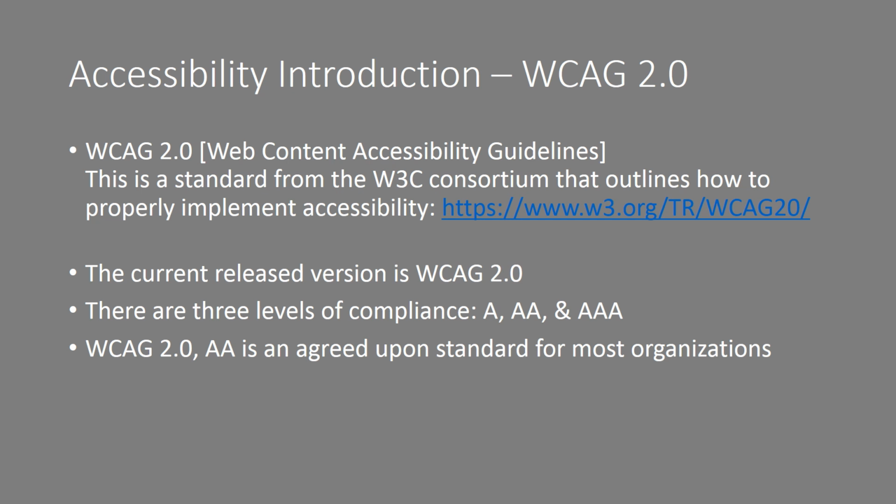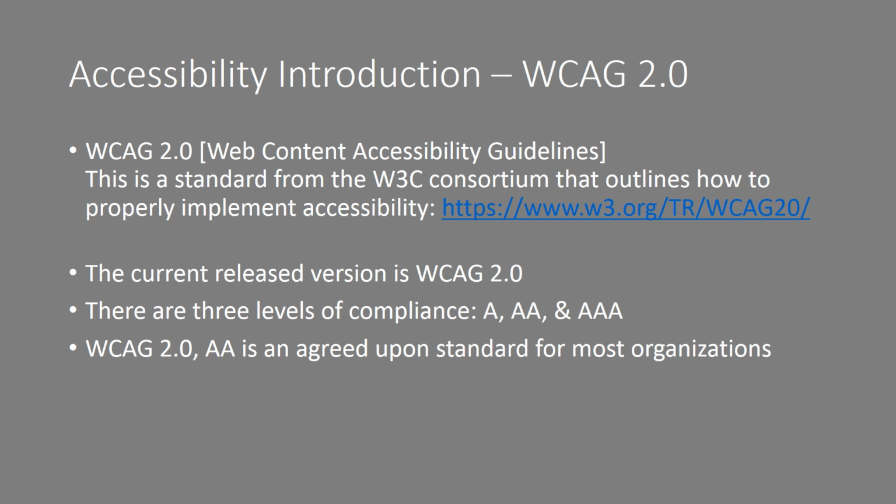The WCAG 2.0, also known as the Web Content Accessibility Guidelines. This is a standard from the W3C consortium that outlines how to properly implement accessibility. The W3C is a group that came about with the advent of the web in the 1990s and is a standards organization to help people understand what they should do for standards on a variety of digital products. The current release version of WCAG is 2.0.